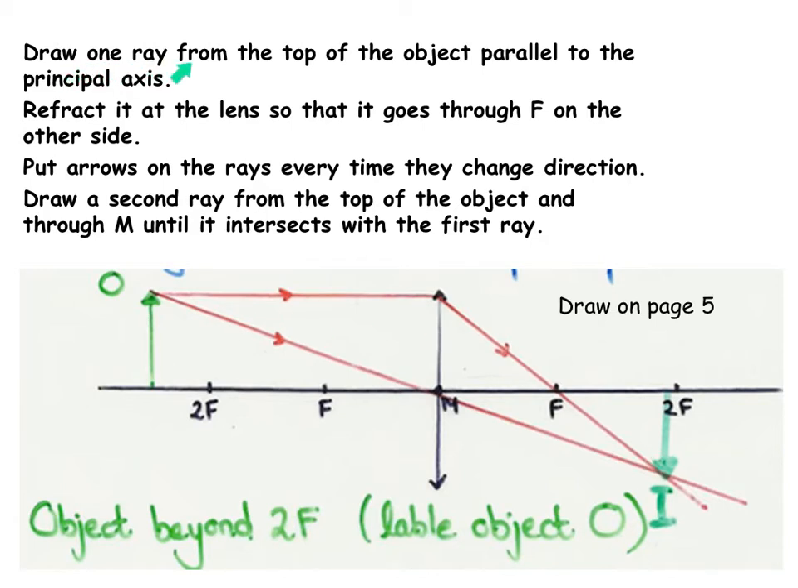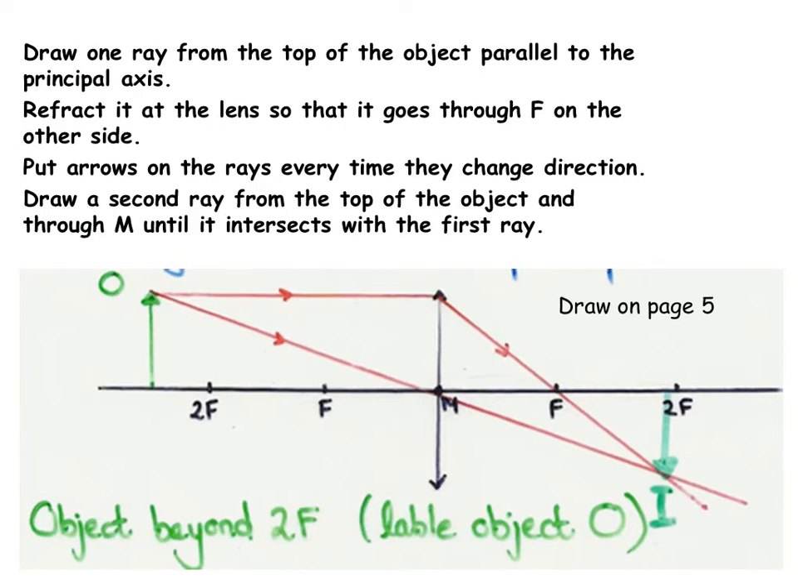You're going to draw one ray from the top of the object, parallel to the principal axis, until you reach the lens. You then at the lens are going to refract it through F on the other side, bend and go through F. You're now going to put arrows on, there they are. Draw a second ray from the top of the object and through M until it intersects the first ray. So this is a dead straight line. It goes from the top of the object until it intersects the other ray by going through M. And then you have drawn your ray diagram. Pop an arrow onto that.